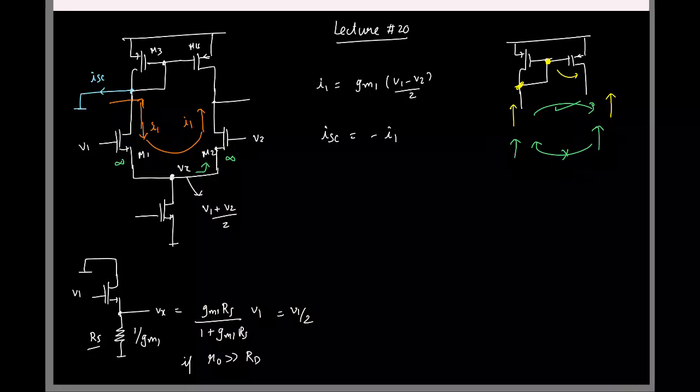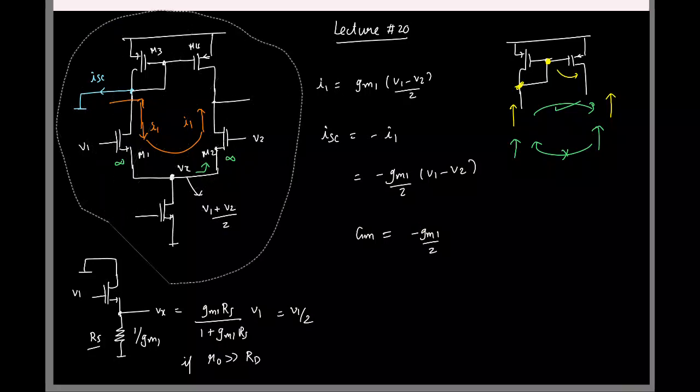So the final short circuit current is just minus I1, and that's basically minus GM1 by 2. So what's the short circuit GM? Minus GM1 by 2. This is also important. Some of you have got GM1 by 2 but missed the negative sign. So that's about the short circuit GM. Hopefully this is clear now.